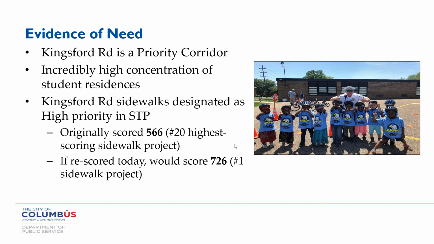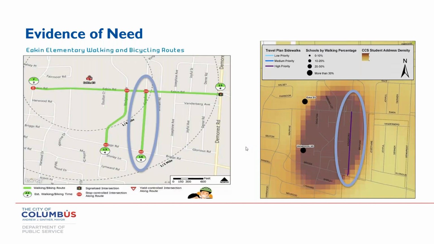And so what stood out about this project at Eakin is Kingsford Road is a priority corridor on our school travel plan. It has a very significant, as we're about to see, high concentration of student residences, and it also scored high, but it actually should have scored even higher as things change and as we learn more about the area. Even using our prioritization method for the school travel plan, we realized that we didn't score it as high as we should have. And so this project really went way up on our list.